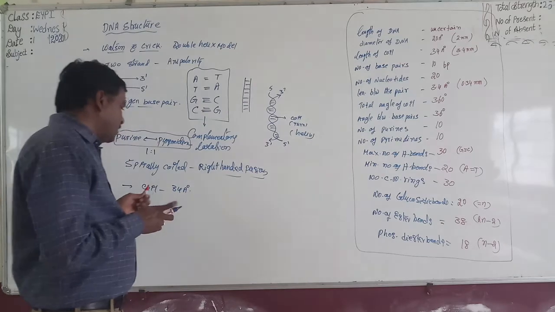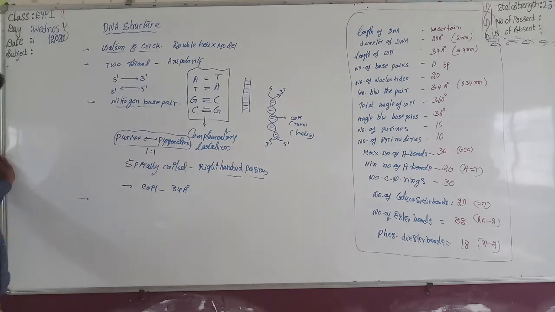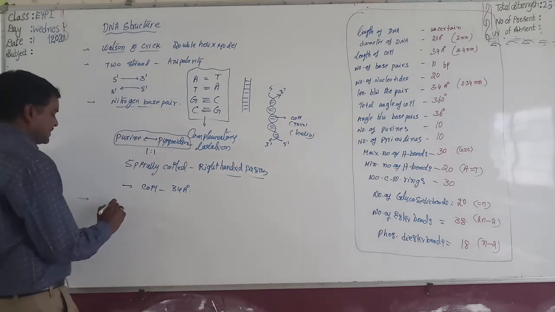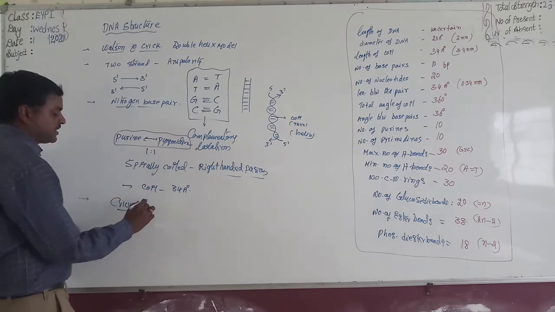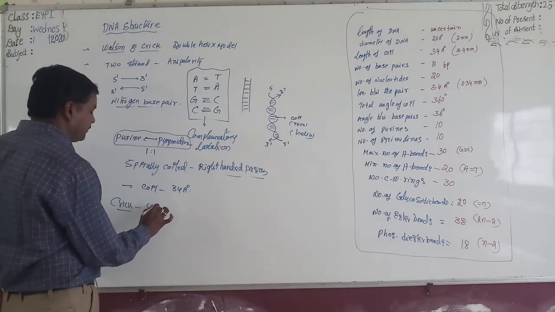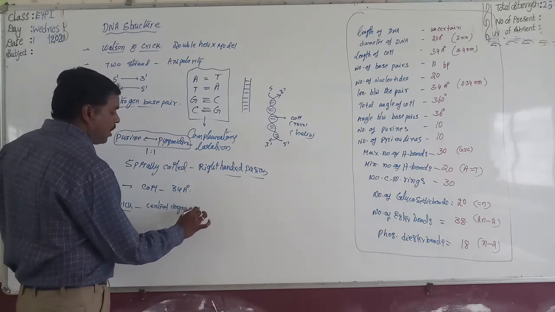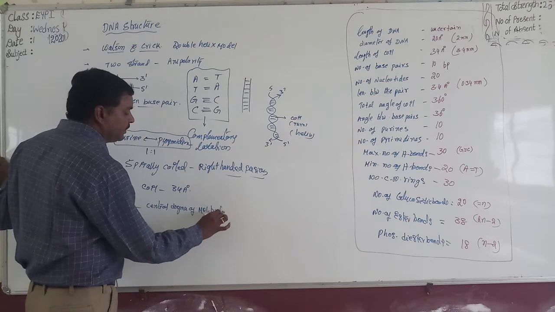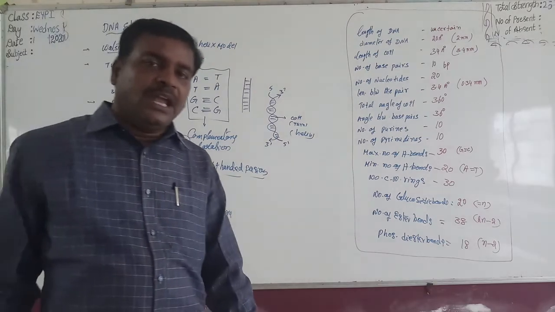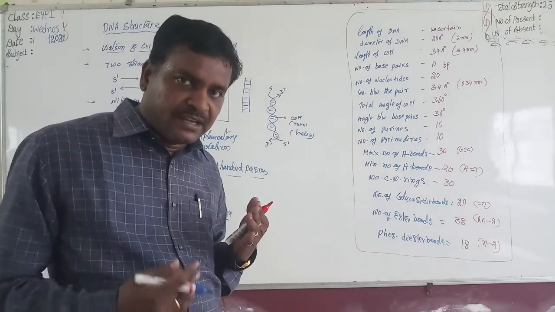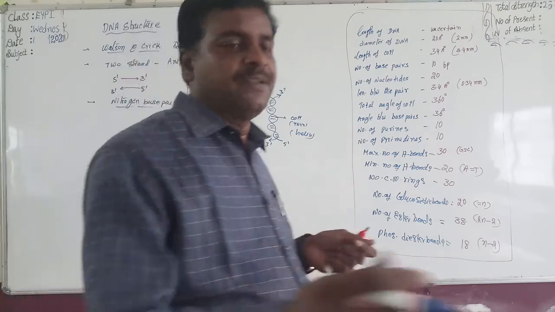Okay, now coming to another point. Immediately after the proposition of the double-stranded, double helix model for DNA by Watson and Crick, the scientist Crick proposed the central dogma of molecular biology.